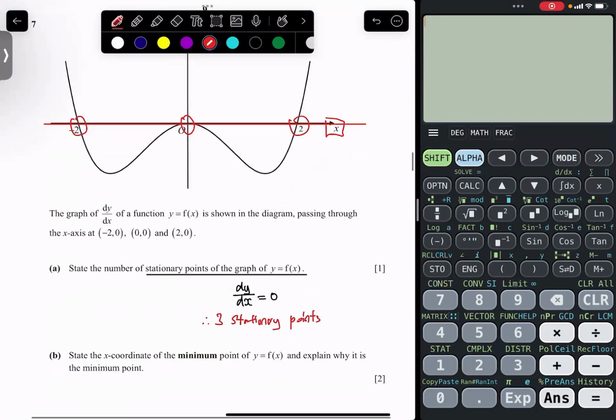Okay, state the x coordinate of the minimum point of y equals f(x) and explain why it is the minimum point.